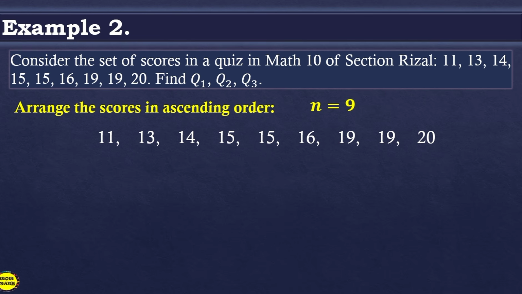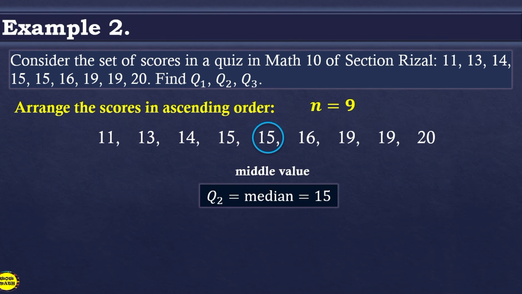Unang-unang gagawin, kailangan makuha muna natin yung middle value. So, ano yung middle value natin dito? That is 15. So, yan yung quartile 2. Nakuha na natin yung quartile 2 or the median. So, yung second quartile natin is equal to 15.